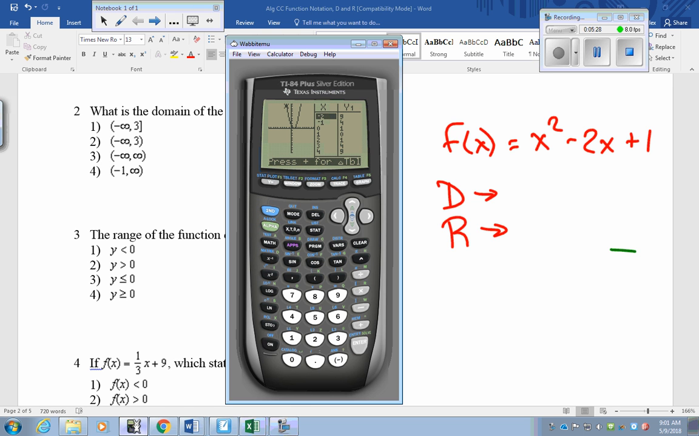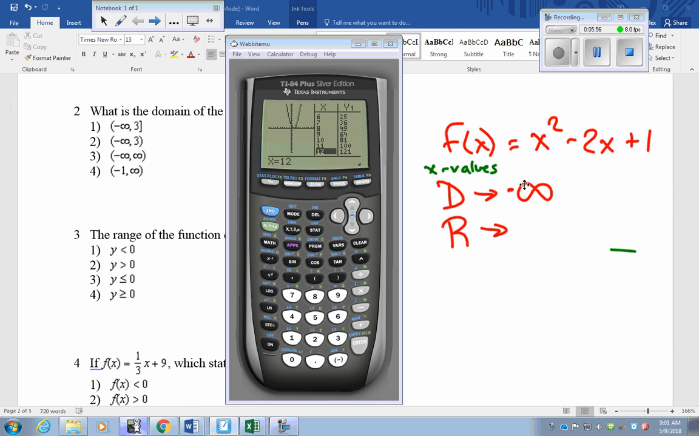is my domain. The domain is the x values. And what I'm looking for is, are there any restrictions in the x values? So as I scroll up, let's say I go to -10, and as I scroll down my graphing calculator, I don't have any instances where it says error. Now, because the lines go off and the numbers keep going, that means the domain is going to be all real values. So I'm going to write the domain going from -infinity all the way to infinity, because the lines keep going to the left and to the right.